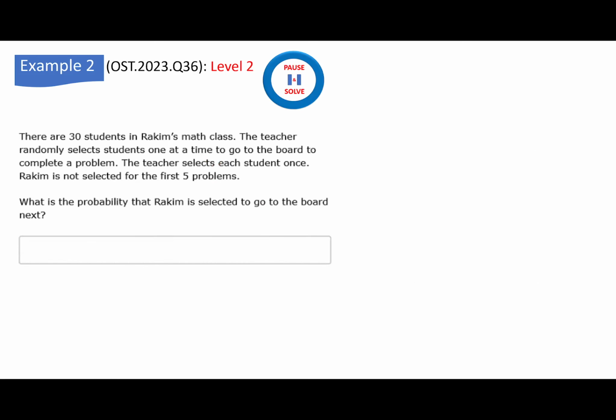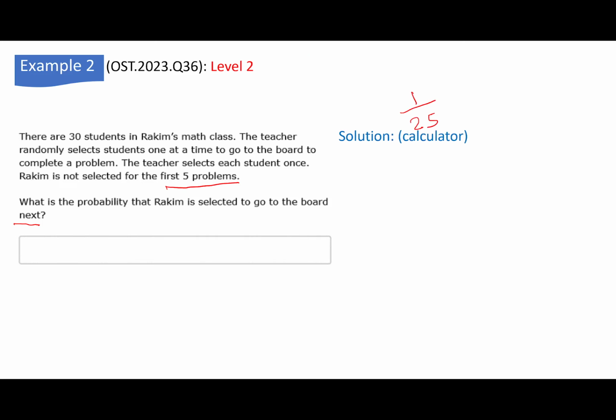Example 2. There are 30 students in Rakim's math class. The teacher randomly selects students one at a time to go to the board to complete a problem. The teacher selects each student once. Rakim is not selected for the first 5 problems. So 5 students have already been selected. What is the probability that Rakim is selected to go to the board next? That's really very simple, because we have 25 students left to select from, and Rakim is one of them, so 1/25, which is 0.04.